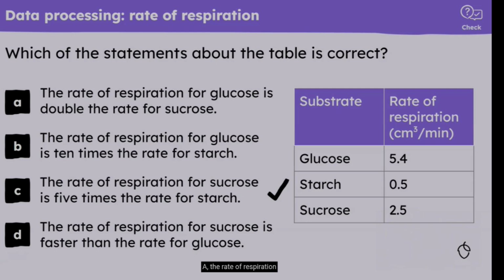A, the rate of respiration for glucose is double the rate for sucrose. Rate of respiration for glucose is 5.4. Rate of respiration for sucrose is 2.5. No, double 2.5 would be 5.0.